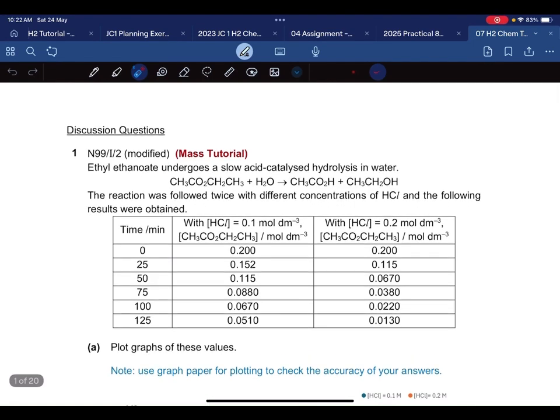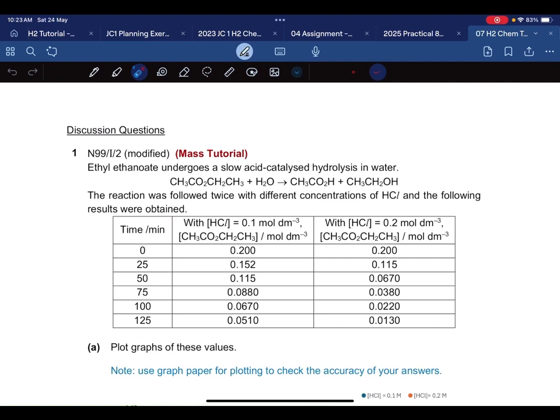Let's now go through question 1. In this question, we have ester undergoing acid catalyzed hydrolysis in water. Looking at the data provided, there are 2 experiments being conducted. Notice that in each of the experiments, the concentration of HCl is kept constant. The concentration of the ester is monitored over time.